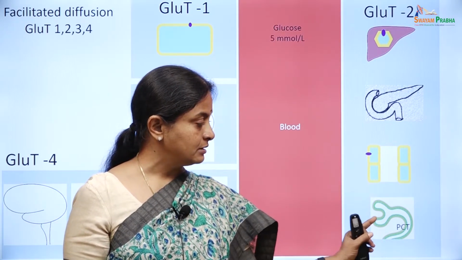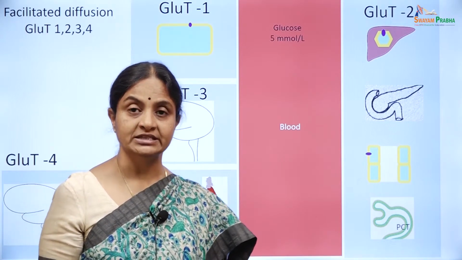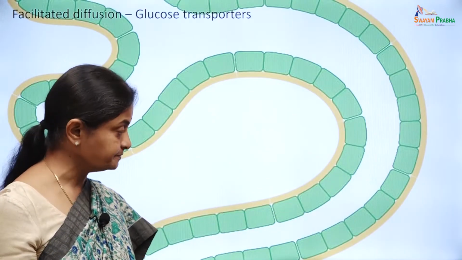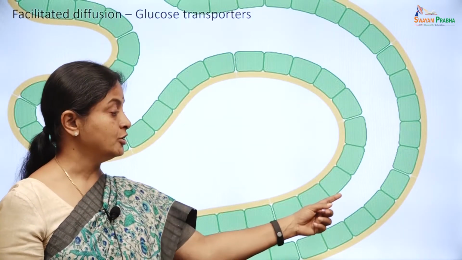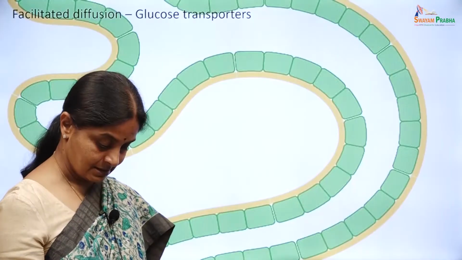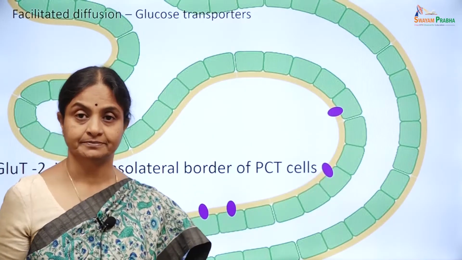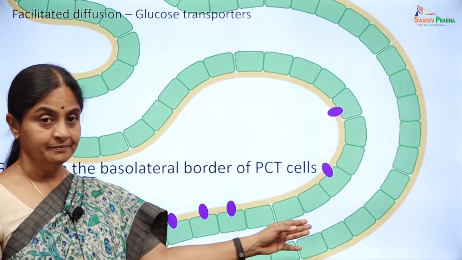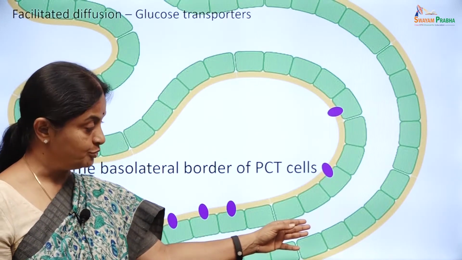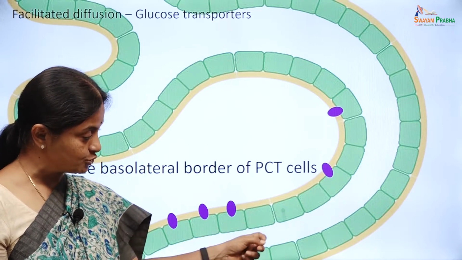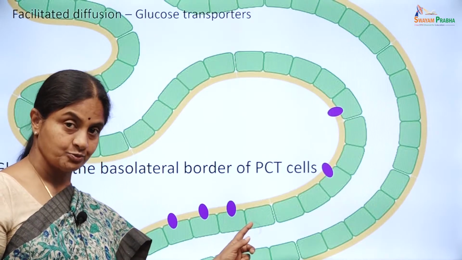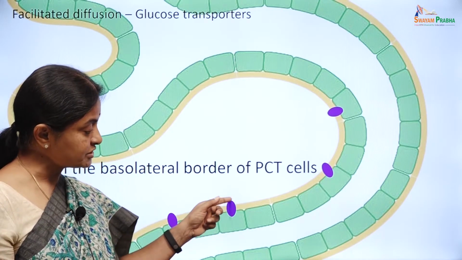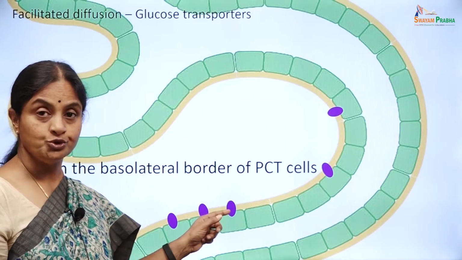Now, let us look at the location of GLUT2 in the intestinal or the renal tubular epithelium. This is the PCT. GLUT2 is found not on the luminal border of this epithelial cell, but on the basolateral border. What's the purpose? Because in the renal epithelium, in the proximal convoluted tubule, glucose has to be absorbed from the lumen into the cell, and that transport is through a different transporter. We'll come to that later. And from the cell, glucose diffuses out into the extracellular fluid through GLUT2.